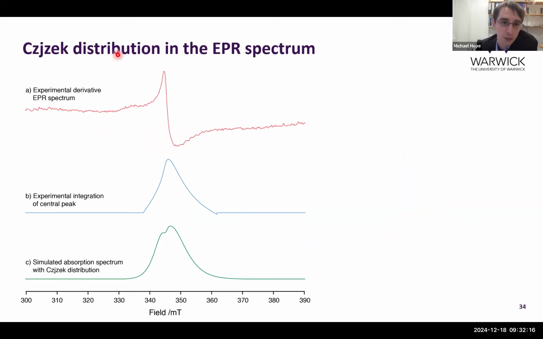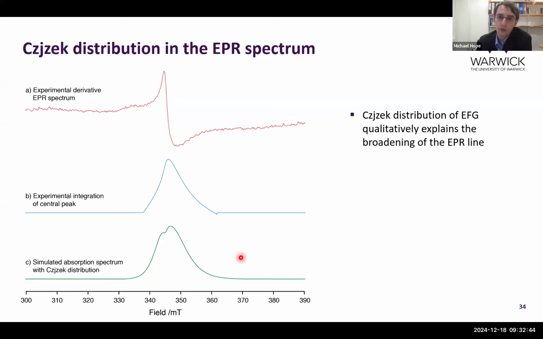If we come back to our EPR spectrum, where we also have this kind of funny tail to lower frequency or higher field, I wanted to see if we could assign this to a Čeček-like distribution. And so to do that, I did a very rough integration of the peak. And again, this kind of looks Čeček-like. And then if you simulate this in EasySpin with a Čeček distribution, you can more or less reproduce the features you have there. So what we've learned here is that the distribution of electric field gradients can qualitatively explain the broadening of the EPR line, and the broadening of the EPR line explains the poor DNP.